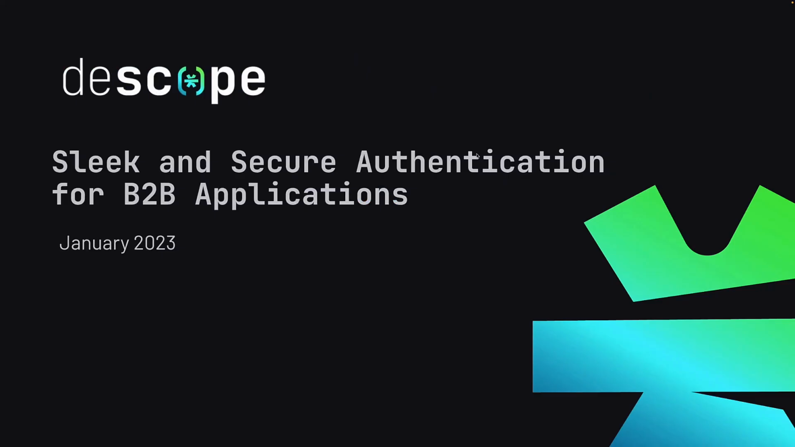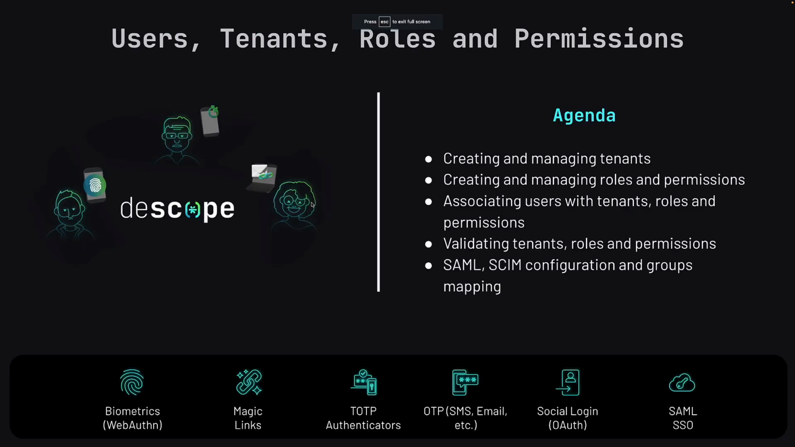Descope offers a variety of capabilities for tenants, users, roles, and permissions management for your B2B application. To build a complete B2B application, Descope offers the following capabilities: ability to create and manage tenants, create and manage roles and permissions, ability to associate users with tenants, roles, and permissions, and validate these tenants, roles, and permissions for the logged-in user. In addition, Descope offers capabilities to be able to configure SAML authentication, SCIM configuration, and groups mapping from the identity provider to your roles.